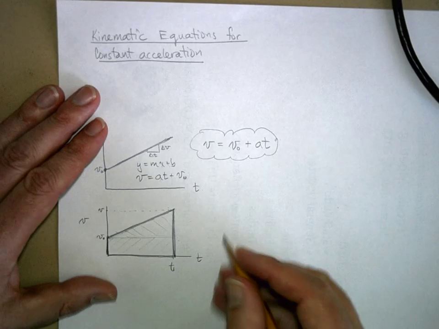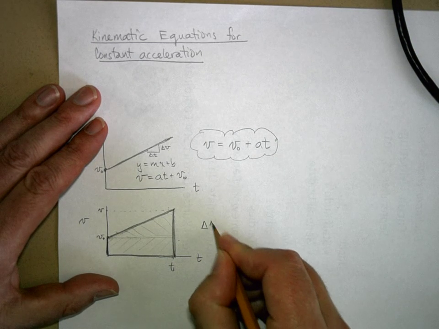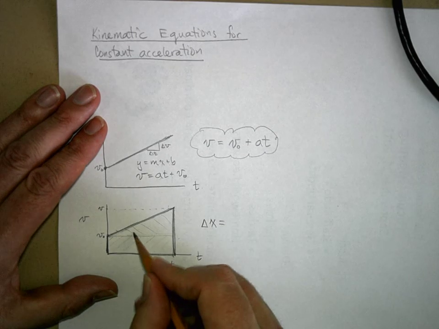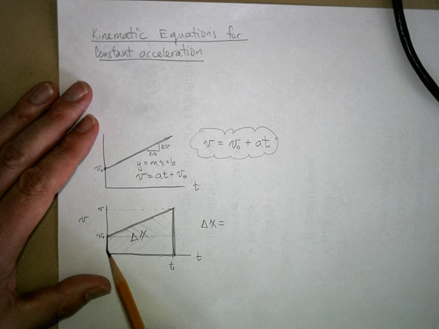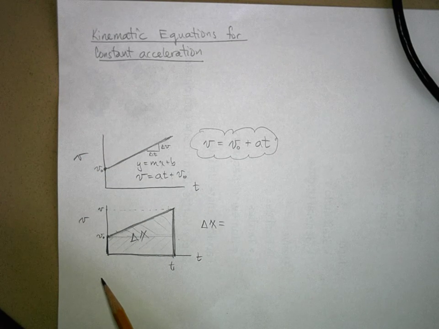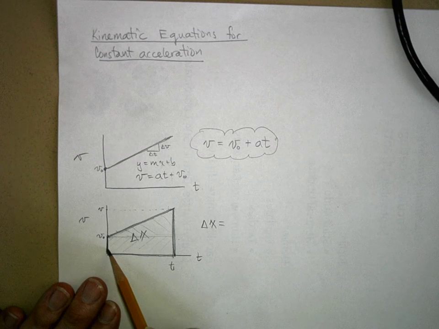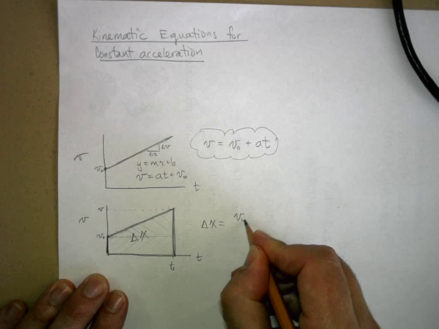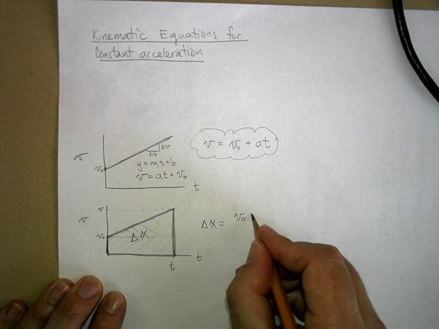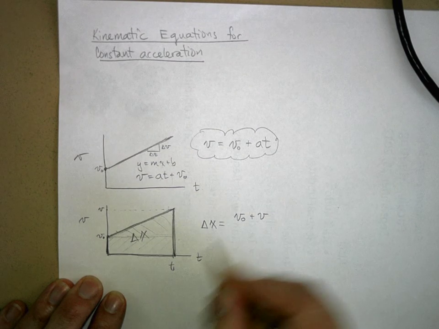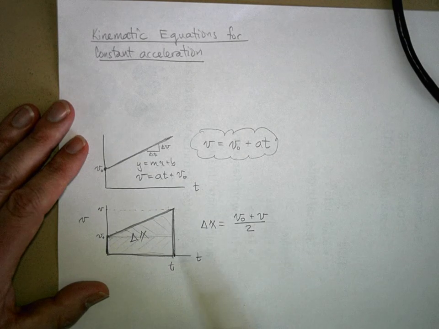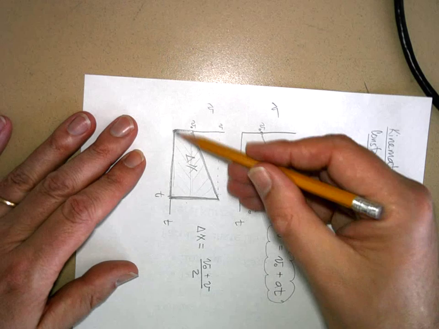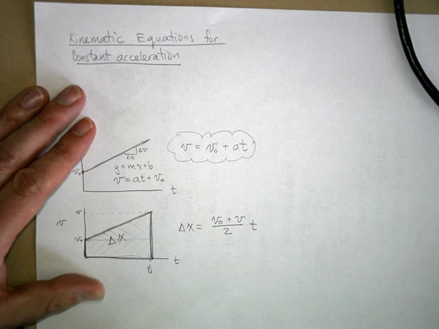So what is that? Well, the area of this is delta x. Right? We said this is delta x. That's the area underneath the velocity versus time graph, my displacement. Well, how do I find the average base? Well, it's the first base plus the second base, divided by 2. And then we have to multiply by the height. Okay, what's the height from here to here? That is the time interval we're looking at. That's t. And there we go.